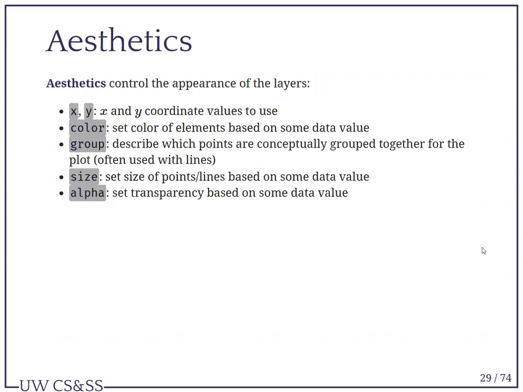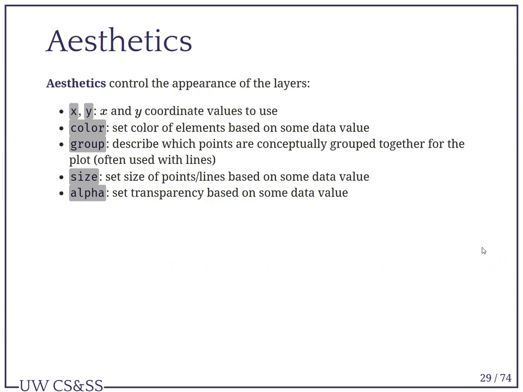So the aesthetics. These control the appearance of the layers that you created earlier. Things like what X and Y coordinate values to use in order to define where things show up on your graphical space. Color to set the color of elements based on some data value. Group will describe which points are conceptually grouped together for the plot. This is often used with lines.